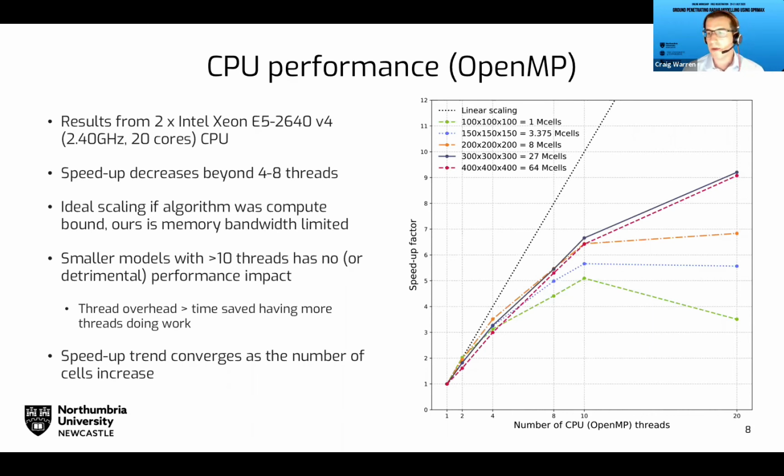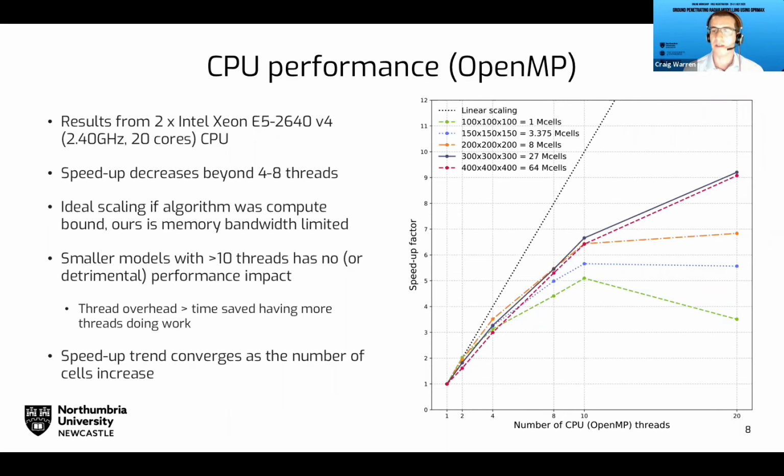So what we see is obviously we don't get linear scaling. We weren't really expecting that, to be honest. But what we do see is as the number of cores increases beyond 4 to 8 threads, the speed up starts to tail off and flatten a bit. It happens more for the smaller models than the larger ones.